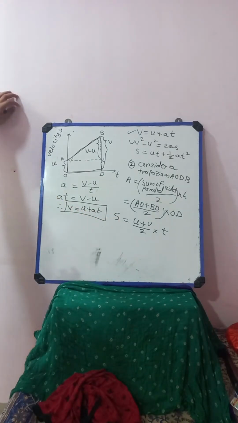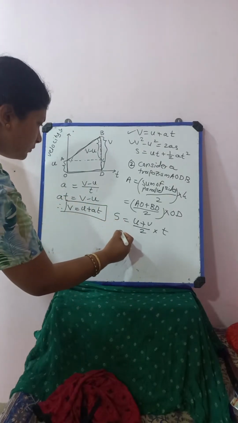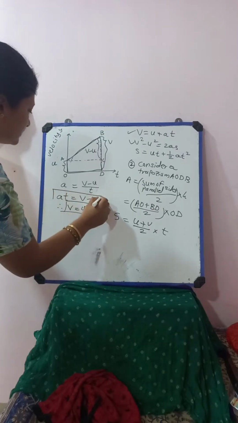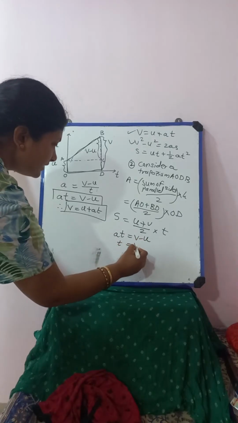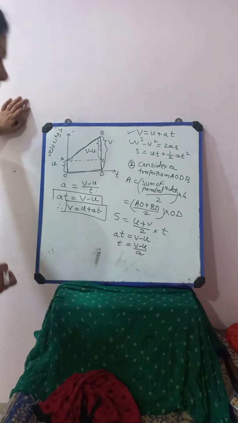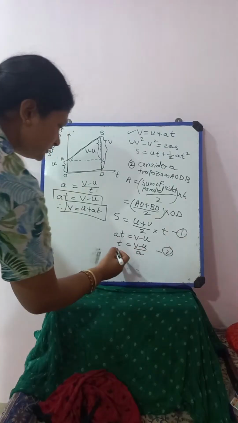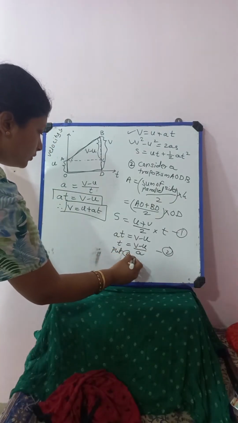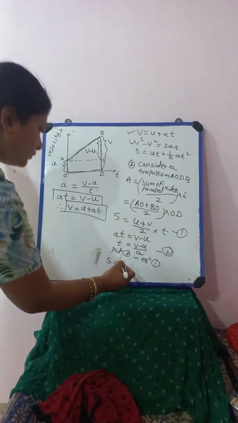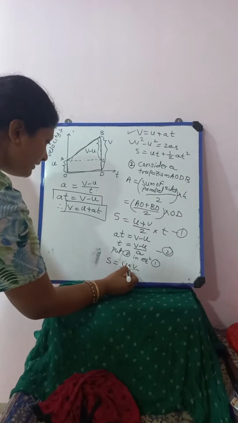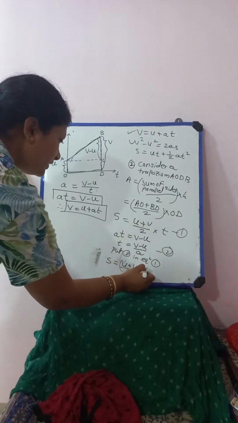Then T is nothing but what? Observe here, just now I did this step. I have AT is equal to V minus U, then T is nothing but V minus U by A. Suppose this is my equation number 1, then this is my 2. So put 2 in equation number 1. So S is equal to U plus V divided by 2 into T.